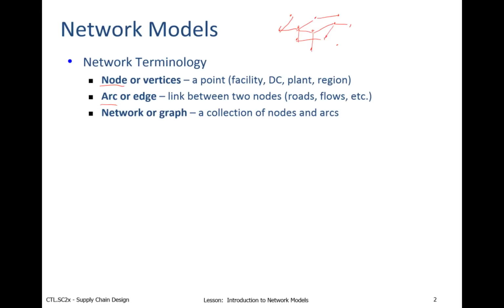And so you can see this could be a road network, this could represent flows, this could represent how cash is used on different projects. You can make it represent so many different things. That's the beauty of networks. Now a network, or a graph, sometimes you see graph theory and network theory, is just a collection of nodes and arcs. And there's a whole large domain here. If you're really interested, you can look into network models. We're going to focus on them specifically in the supply chain space.